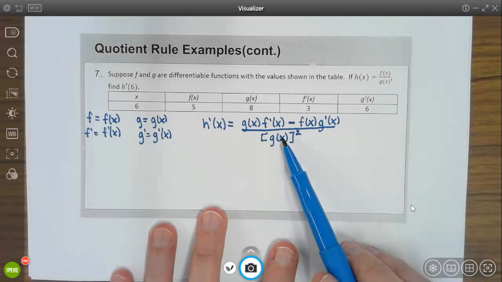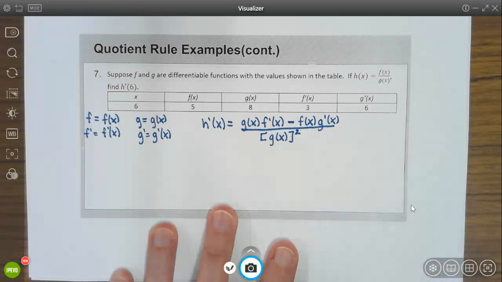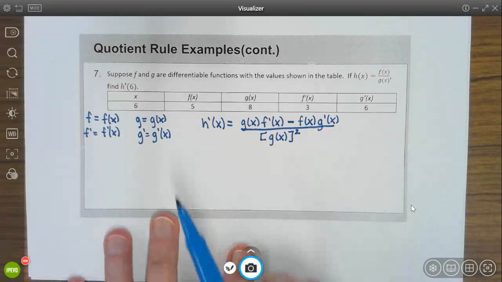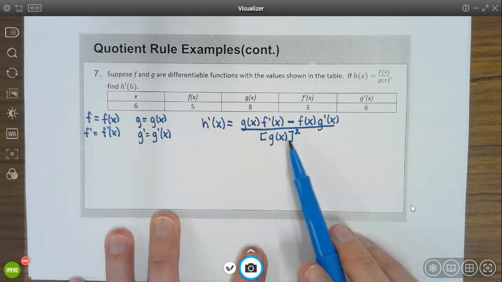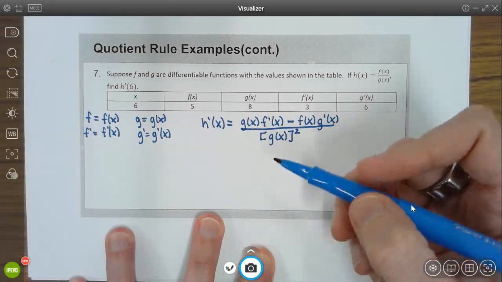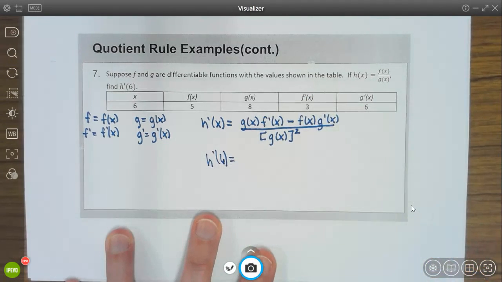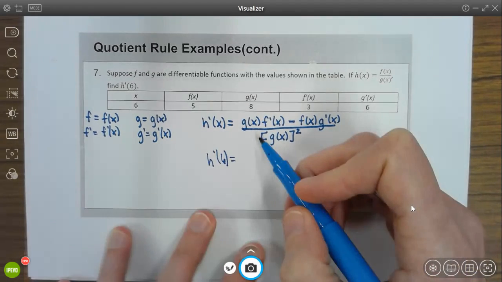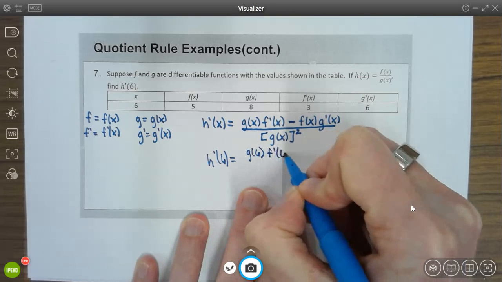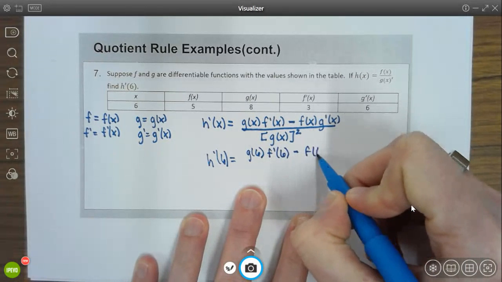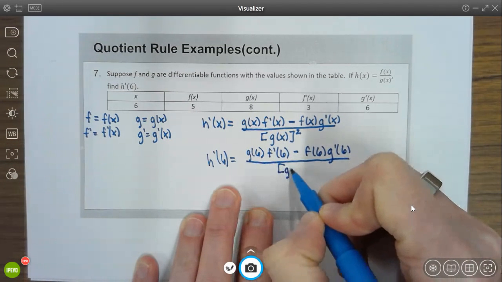And then over here, I just built my quotient rule using low d high minus high d low all over the square of what's below there. So in this problem, our goal is to find h prime of 6. So what I want to do now that I've expanded this out in function form is replace all of those x's with 6 in that quotient rule. So now instead of g of x, we're going to have g of 6. Instead of f prime of x, we're going to get f prime of 6, f of 6, g prime of 6, and then at the bottom, we're going to find g of 6 and square it.